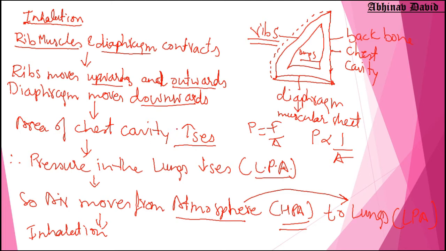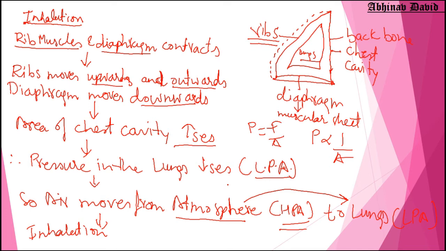So when the area of the chest cavity decreases, pressure in the lungs increases, and when the pressure in the lungs increases, the lungs become a high pressure area and the atmosphere becomes a low pressure area. So then the air moves out of the lungs into the atmosphere because the lungs are at high pressure, and that process is called exhalation. So if you have understood inhalation, you can easily write exhalation. I hope this topic is clear.